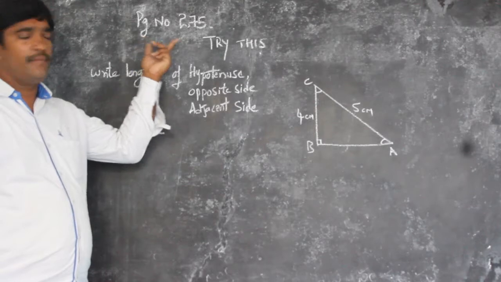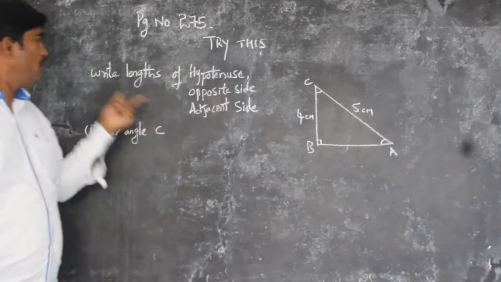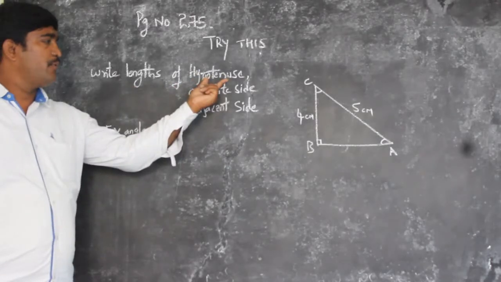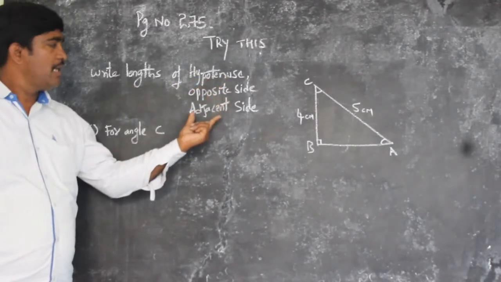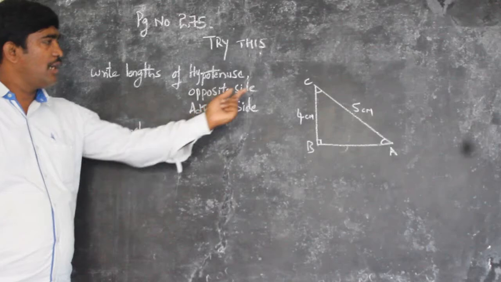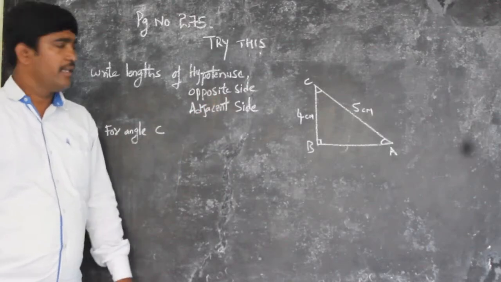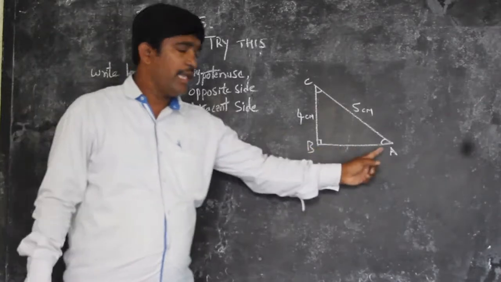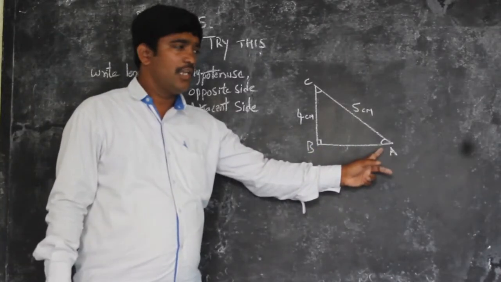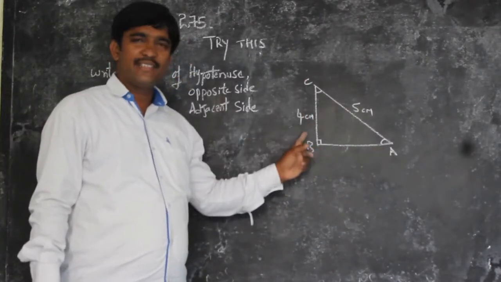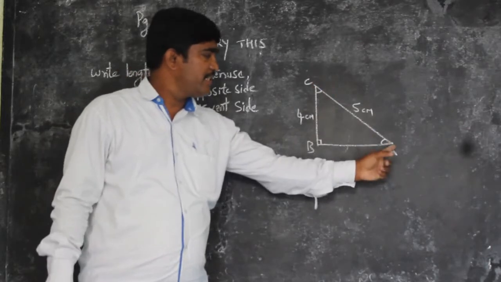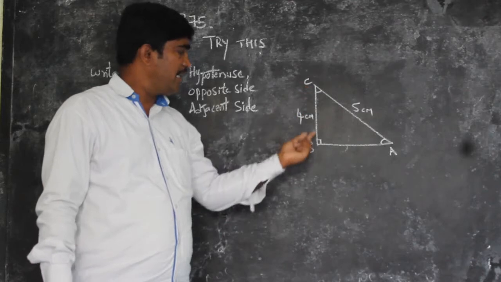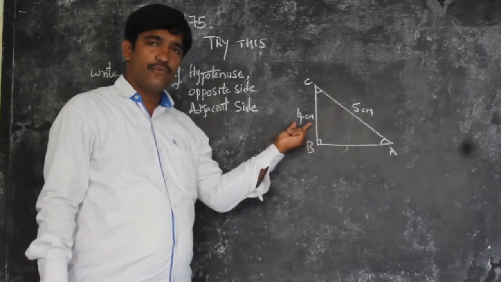Number 275, try this. The question is: write the lengths of the hypotenuse, adjacent side and opposite side of the following figure. The figure given is CBA, a right angle triangle where two lengths are given: the length between C and A is 5 centimeters, and between C and B is 4 centimeters.